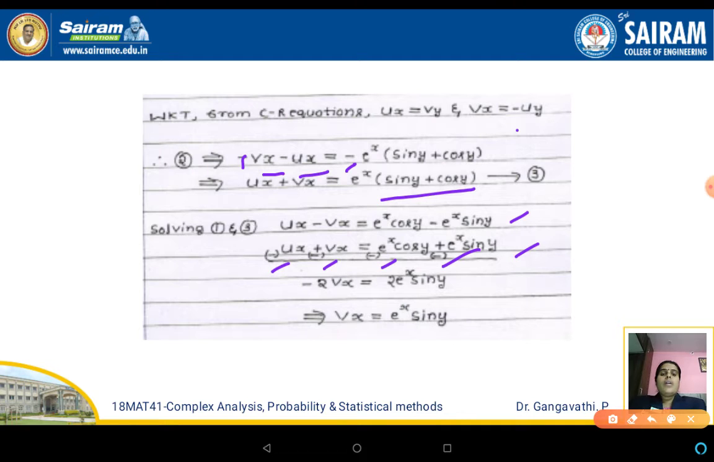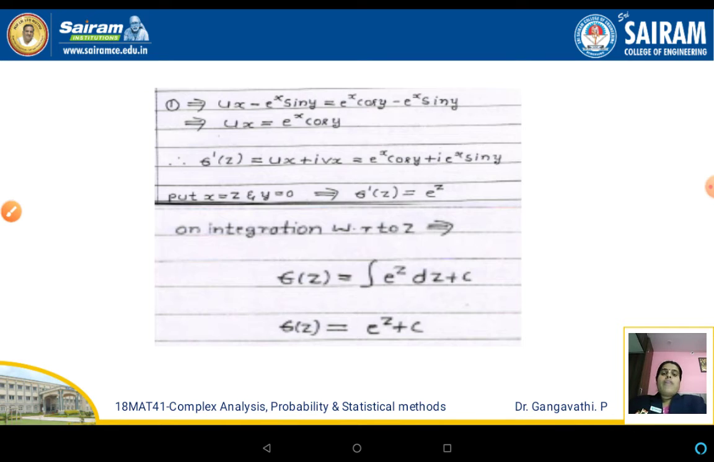Now on adding these equations, ux and minus ux get cancelled. Minus vx and minus vx give you minus 2vx, and e to the power of x cos y minus e to the power of x sin y. When we look at this, the e to the power of x cos y terms get cancelled because of one positive and one negative, and the rest are negative, so you get minus 2 e to the power of x into sin y. The minus on both sides gets cancelled, and 2 also gets cancelled, so we get vx is equal to e to the power of x into sin y. So we have found vx now. Let us substitute this vx in any one of the equations.